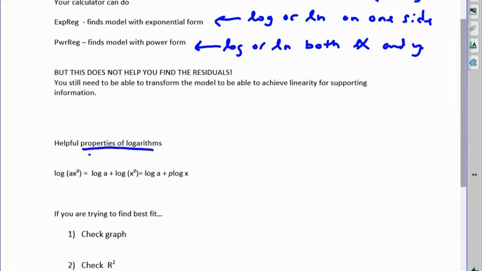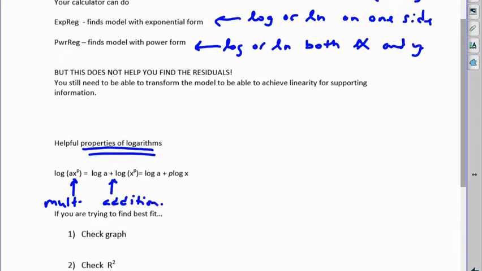The calculator will transform it in its little calculator brain and spit out a model that would relate these two things using a logarithmic relationship. And the calculator is using some of the properties of logarithms to write its models, because we know that logarithms are actually exponents.